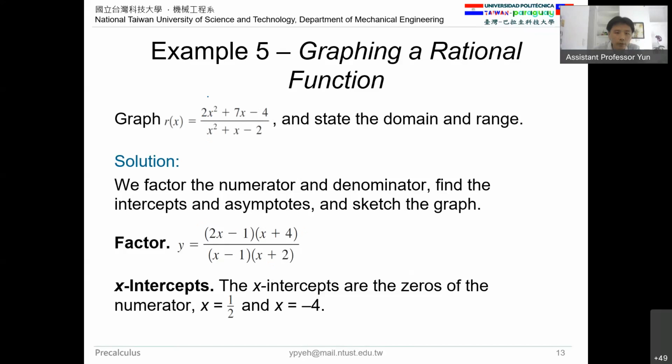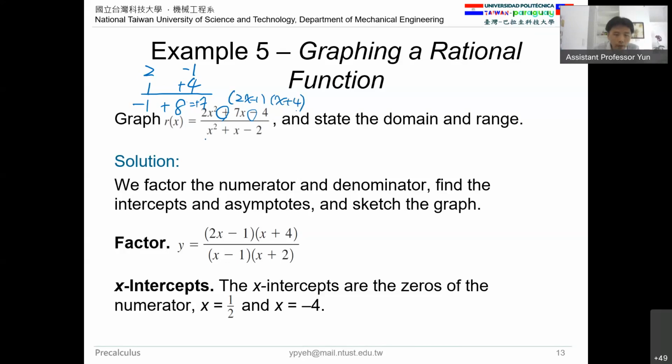For example, in the case of the numerator, we see 2 times 1, and since the middle term is 7, we assume it will be 1 times 4. In this case the 7 is positive and the constant will be negative. So you can simply see that negative 1 plus 8 will equal positive 7. So the numerator could be factored into 2x minus 1 times x plus 4 here.